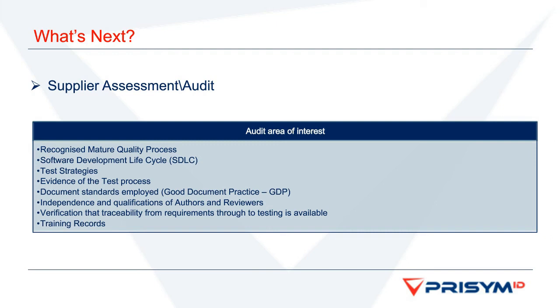A good document system shall be able to show and verify traceability from requirements through to testing. Are the key personnel involved in the delivery of the solution appropriately trained? This can be seen through training records. This is not an exhaustive list, but these areas are a good starting point. Remember, the audit will need to collect evidence so that you can defend your leveraging rationale in the event of a regulatory audit.